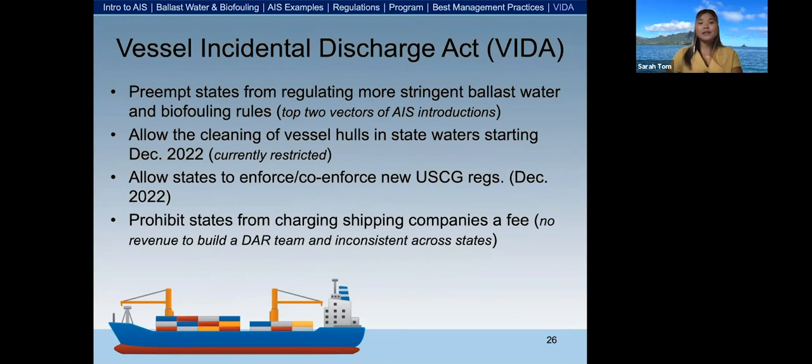It also allows states to enforce new U.S. Coast Guard regulations that will come into force December 2022. And they also prohibit states from charging shipping companies a fee to support this regulatory work. This means that there is no revenue to build a DAR team and is inconsistent across states.